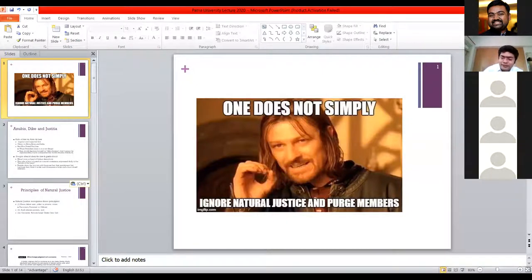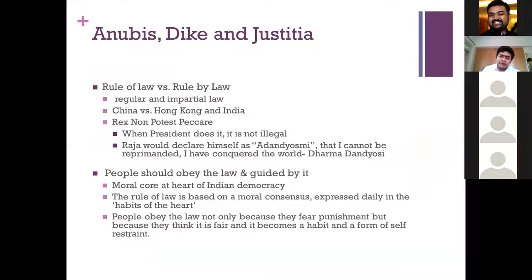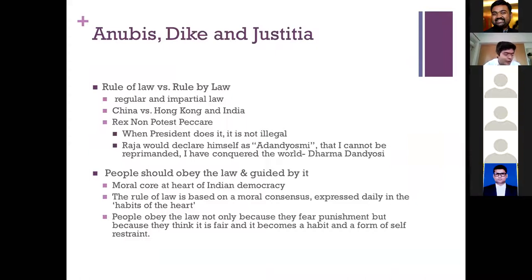I typically like to begin my lectures with memes, because that gets discussion very interesting in the class. I want to begin with a pop quiz. There are three names that you see on the top of your screen: Anubis, Dyke, and Justitia. Any one of you who are also fans of history, do you know who these three individuals are? What do these three names signify? Anyone who can just unmute yourself and share the answer.